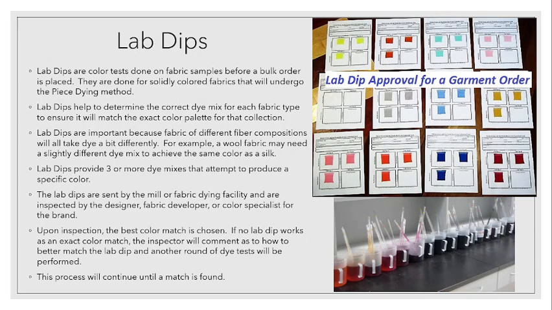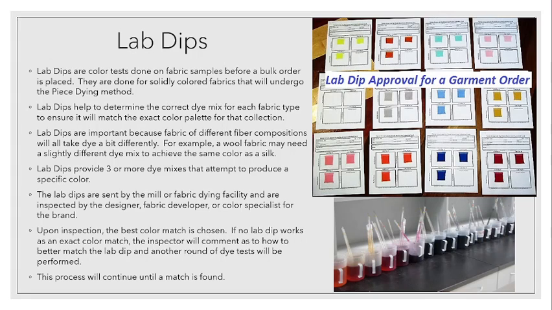Lab dips are made for solidly colored fabrics that will undergo the piece dyeing method. If you remember from our last section, piece dyeing refers to fabric that has already been knit or woven and then undergoes the dyeing process. Lab dips help to determine the correct dye mix for each fabric type used in a collection to ensure that it will match the exact color palette for that collection.